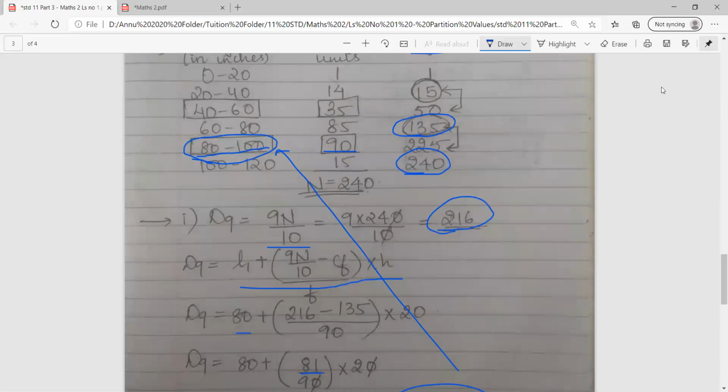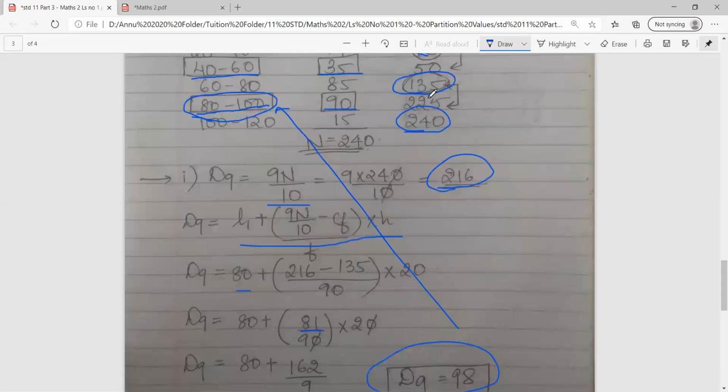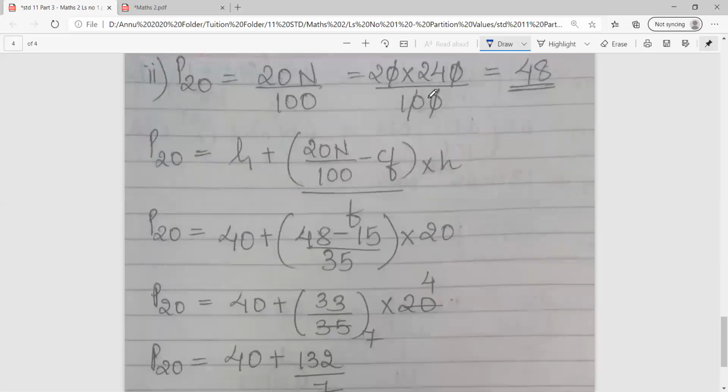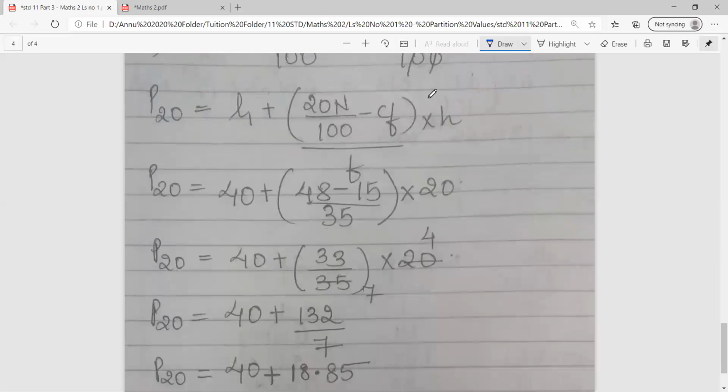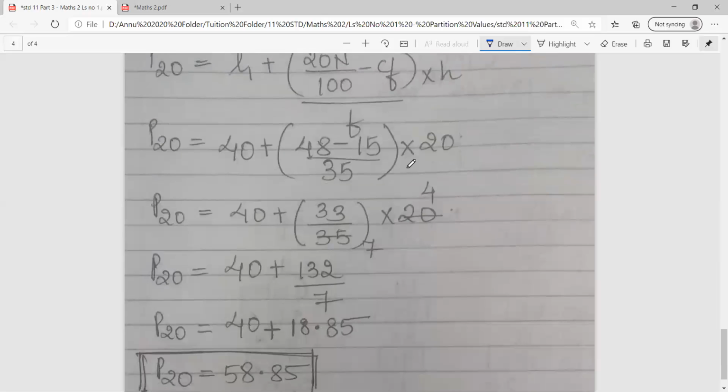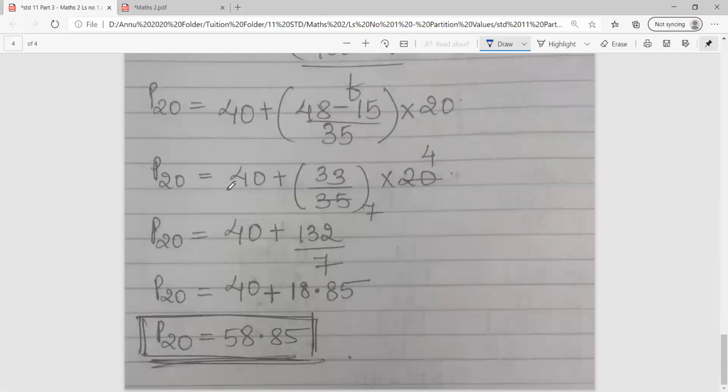48 lies between the CF values 15 and 50. So we'll take the class 40 to 60. 35 will be the frequency and CF will be 15. So on substituting the values in the formula, P20 is equal to L1 plus 20N by 100 minus CF into H upon F. So as you can see, I have substituted the values and done the calculation, and here you will get a decimal. 132 divided by 7 gives you 18.85.